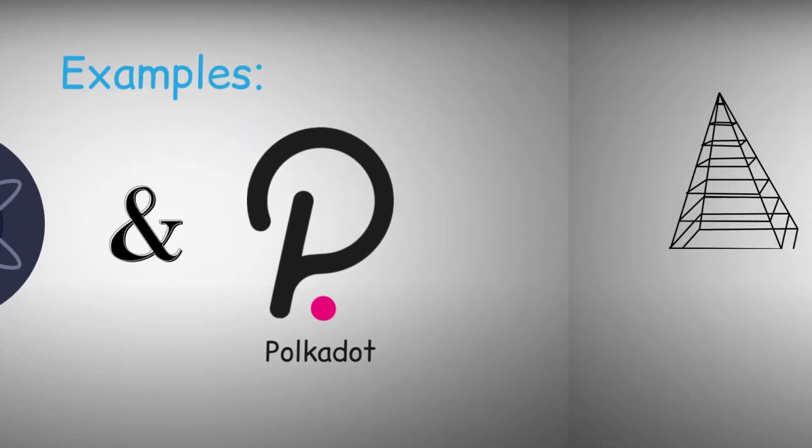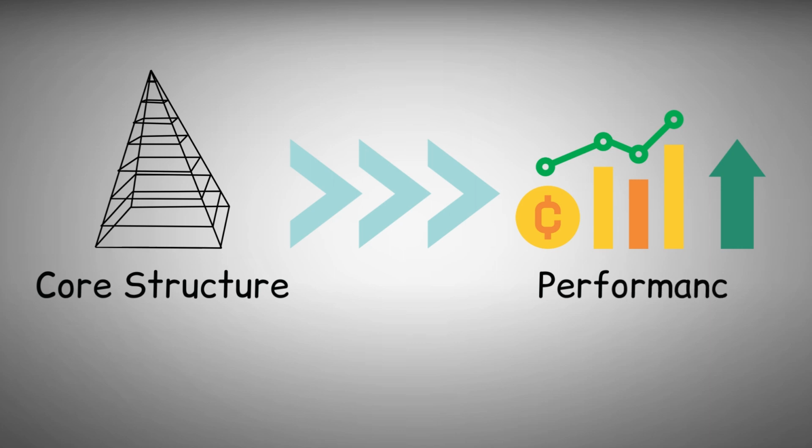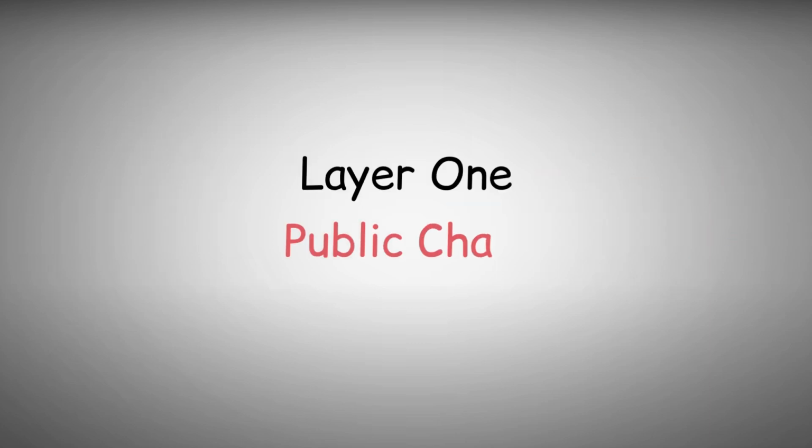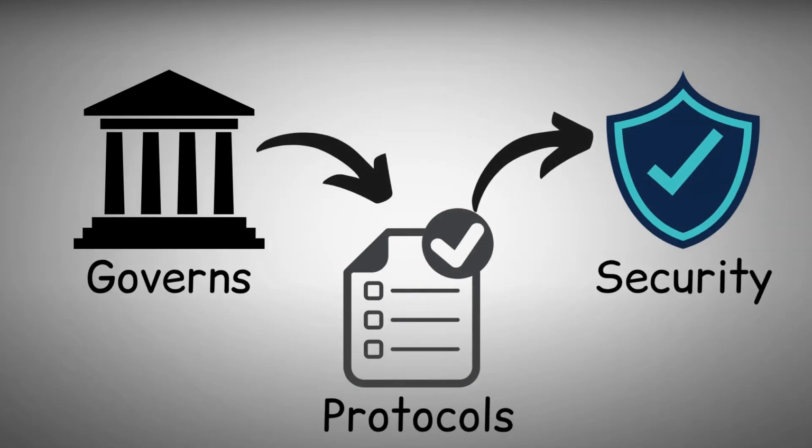The core structure of the blockchain is not changed by Layer 0 scaling methods. This allows developers to maintain the ecosystem's core concepts while also improving performance. Layer 1 blockchains are also called public chains. It governs the protocols that ensure security across blockchain networks.